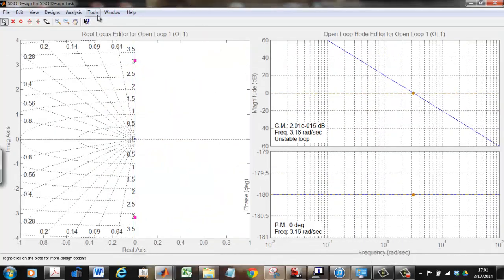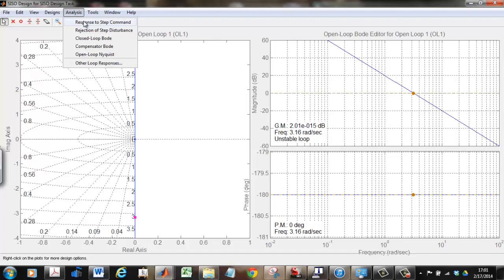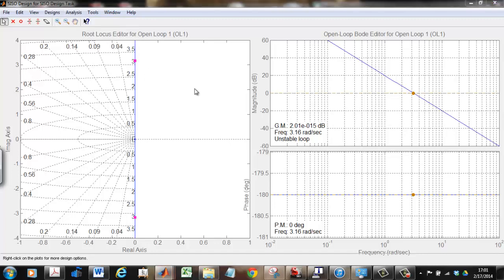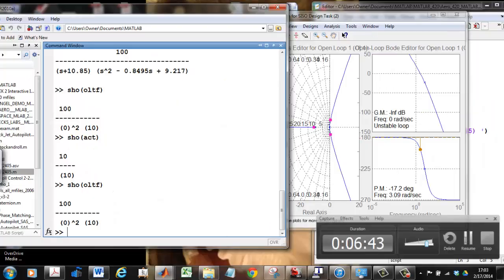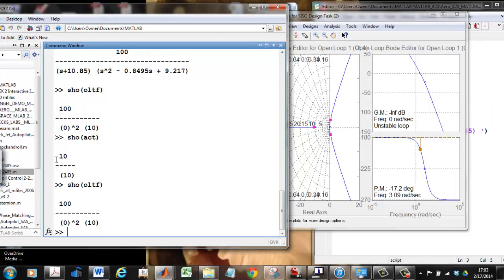The time response can be found under analysis, response to step command, and that should give you the time response, which doesn't look very good. It's very oscillatory. This is a neutrally stable system. Any second order system in space will be neutrally stable. So if I were to add an actuator, here's the shorthand form, 10 over s plus 10, and my open loop transfer function then would be 10 over s plus 10 times 10 over s squared. So in shorthand, that's how it would look.